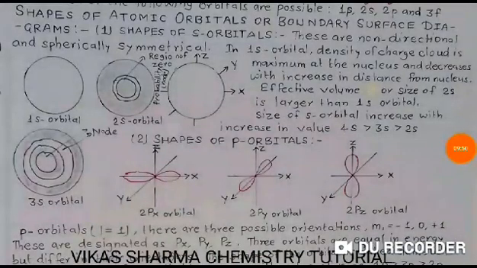Students, the next topic is shapes of atomic orbitals, or boundary surface diagrams. First is the shape of the s orbital.